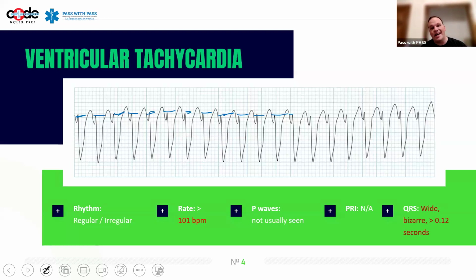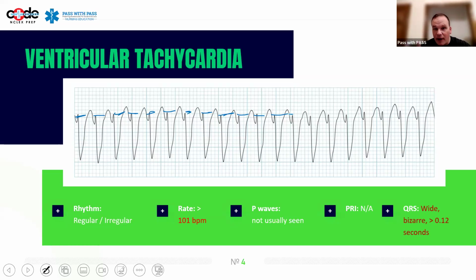Remember that VTAC can be pulseless, which then we put into our cardiac arrest bucket, or it can have a pulse. And if it has a pulse, then we're going to apply that ACLS tachycardia rhythm to it. All right. So it's a wide QRS complex rhythm.